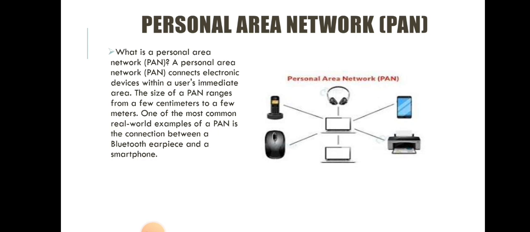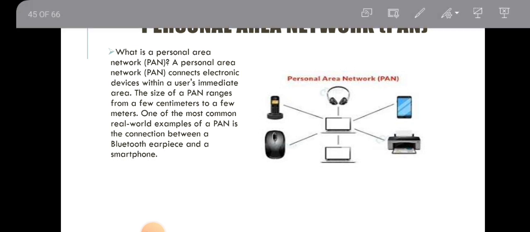Personal area networks, which is also known as PAN. What is a personal area network? A personal area network connects electronic devices within a user's immediate area. The size of a PAN ranges from a few centimeters to a few meters. One of the most common real-world examples of a PAN is the connection between a Bluetooth earpiece and a smartphone.